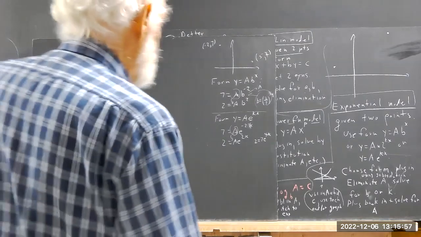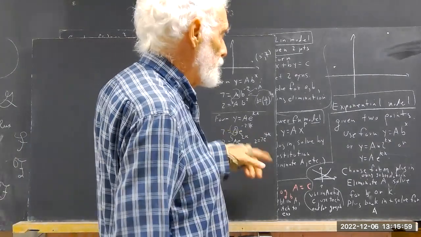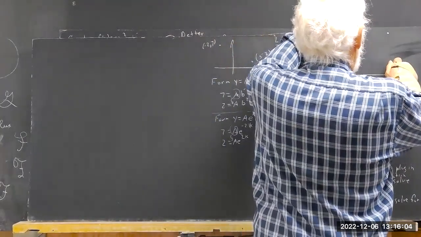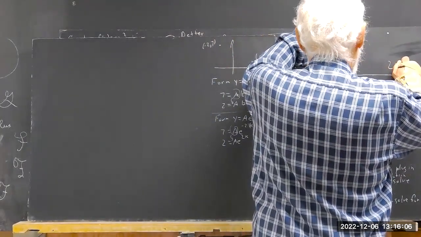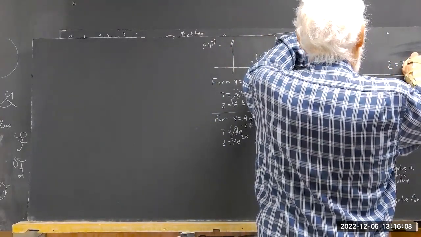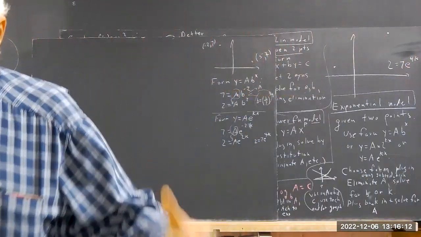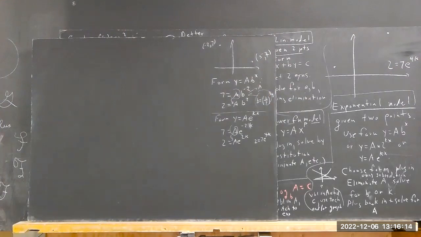Okay, I didn't write down this equation. I wrote down something similar to this. I had the wrong exponent. We're looking at the equation 2 equals 7 e to the 4k. So you don't have an a in the equation. You've eliminated a, and you pretty quickly get that.